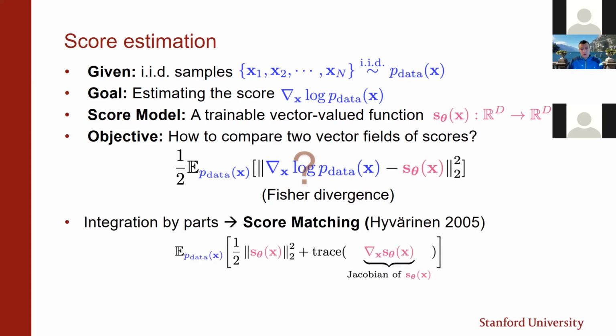However, it's possible to show that if you apply integration by parts to that expression, or just expand the square and literally apply integration by parts, this objective is equivalent up to a constant to the objective that you see in the following line, where we basically have two terms. It's still an expectation with respect to the data, but now the objective involves two terms: the square of the L2 norm of s theta, and then the trace of the Jacobian of s theta.